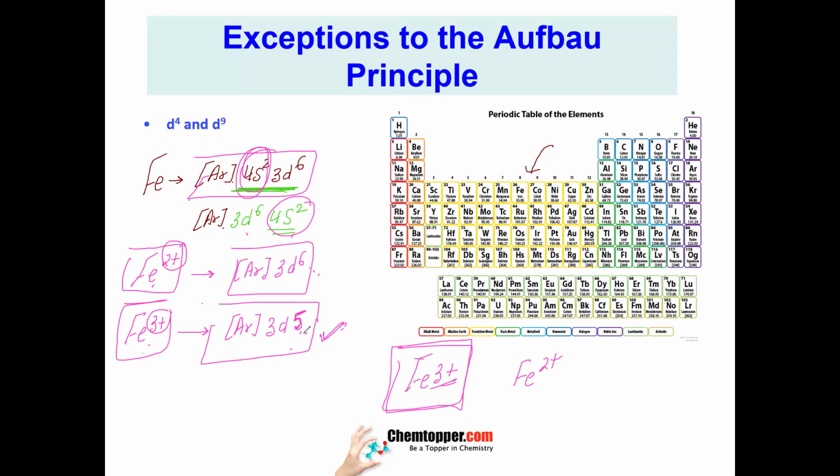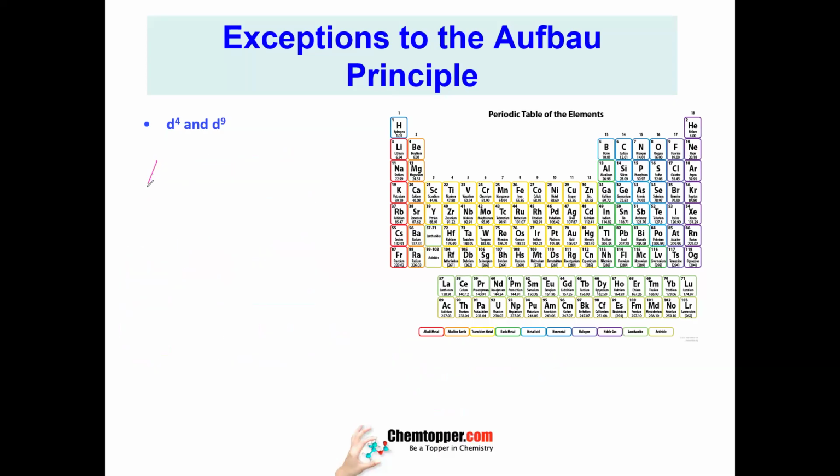Gorika, can we do one question now? Give me the configuration of Mn2+. So what you do? First you write the configuration of manganese. Then you select your valence shell, the outermost shell with the highest principal quantum number, and then remove electrons from there. How many? Only 2. So let's do it.